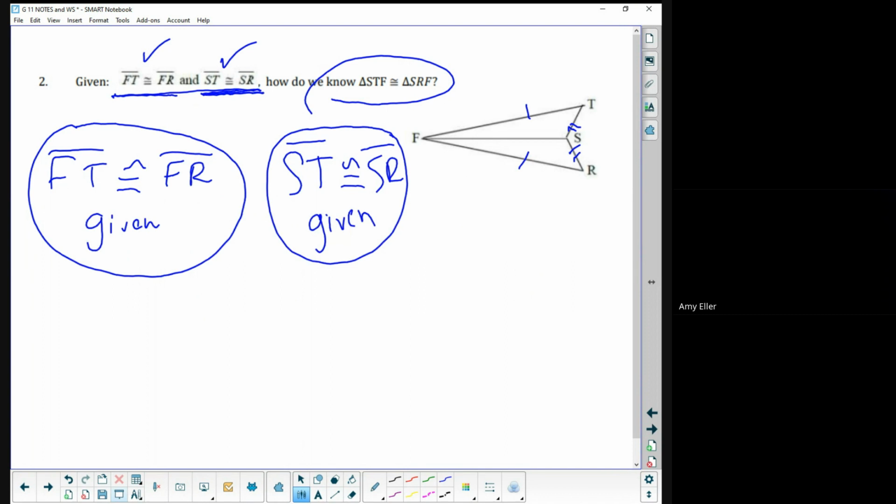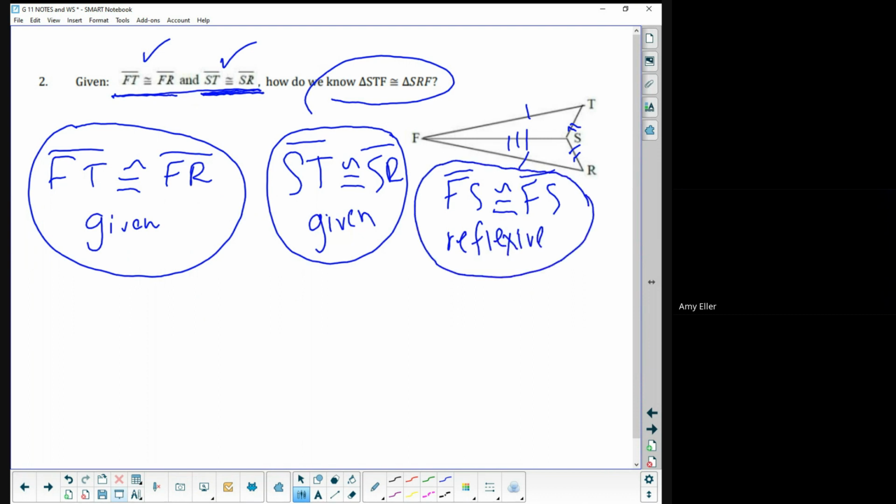Reflexive. The top triangle has side FS. The bottom triangle has side FS. Would those lengths be the same? Yeah. So we just write FS congruent to FS. That's called reflexive. That's how we write reflexive. Looks a little goofy because it says FS congruent to FS.